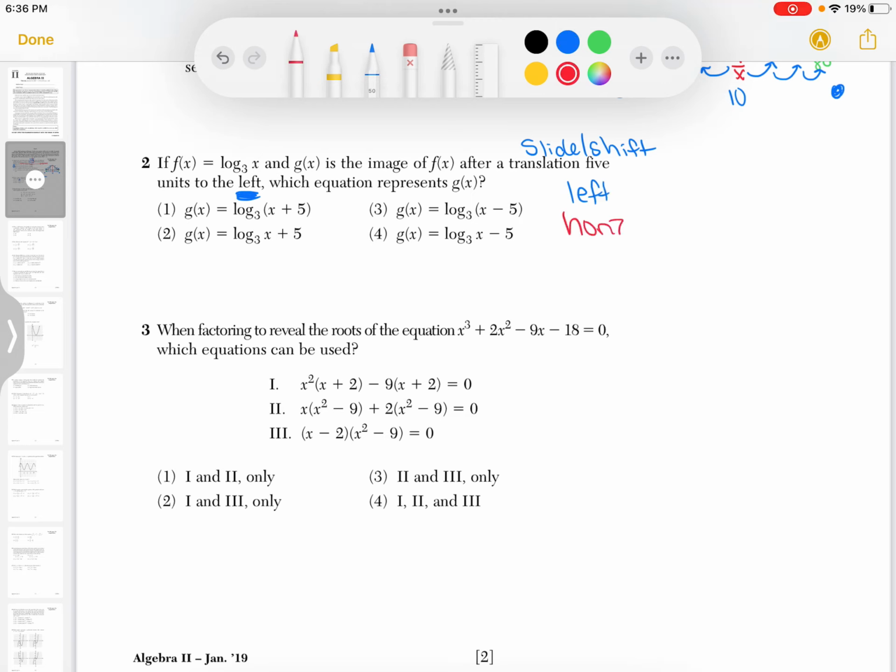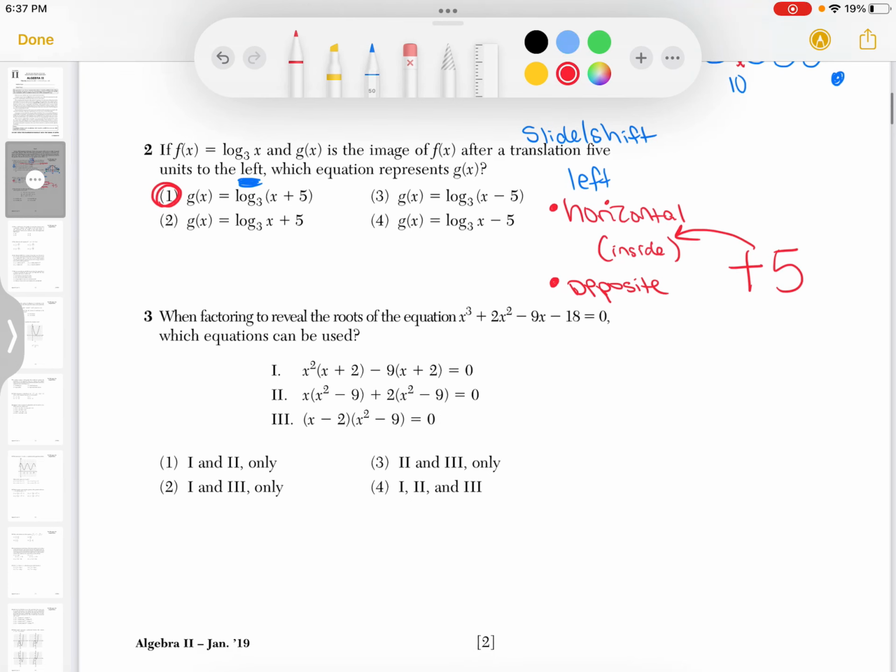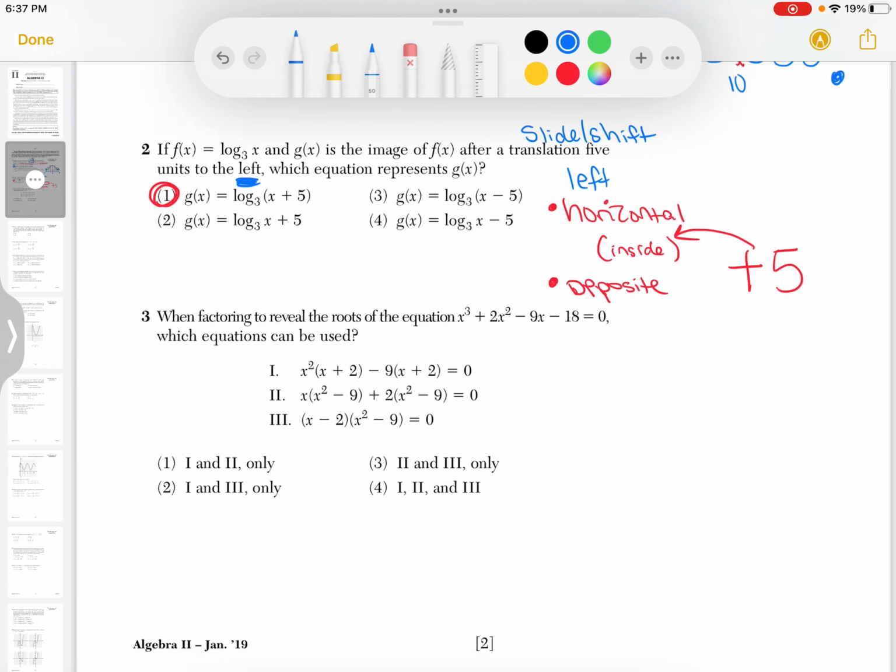So if something is moving to the left, the two things you need to be thinking is that it's a horizontal change, which happens inside of the parentheses or inside of your function. And horizontal changes are also the opposite of what you would think. So for example, if this one is left, I would think left would be a minus, so this one's actually going to be a plus 5, and it's going to be on the inside of the parentheses. So I'm looking for a plus 5 on the inside. It's going to be this one.